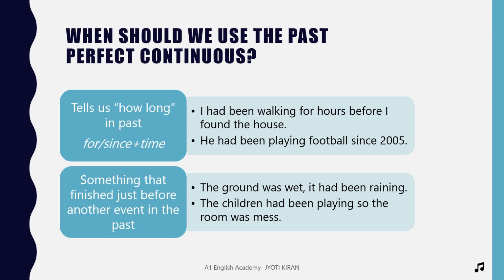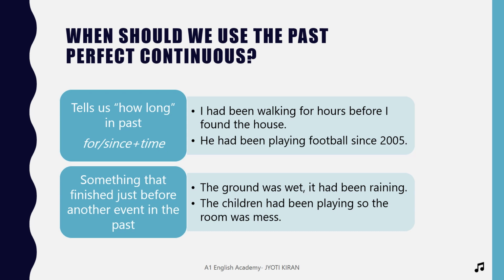Let's learn where to use the past perfect continuous tense. We use this tense to describe the action, for how long it took place. Just like the present perfect continuous, but this time the action continues up to a point in the past rather than the present. And we use for or since plus time to describe these sentences. For example, I had been walking for hours before I found the house. He had been playing football since 2005.